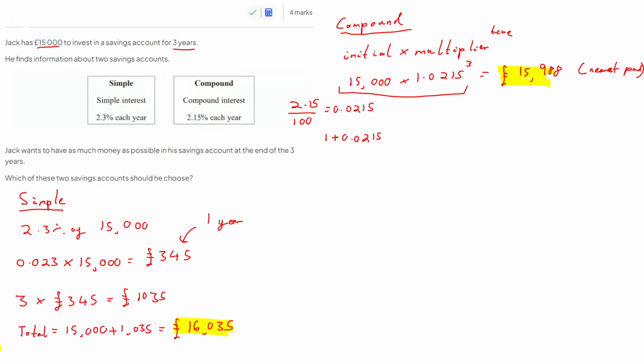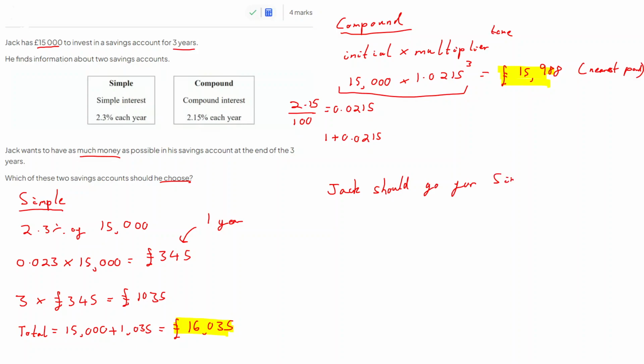Now we've just got to compare the two. The question is asking which of these savings accounts he should choose if he wants to make as much money as possible. Well, we've got to make a statement, and that's really important. So we say Jack should go for the simple interest.